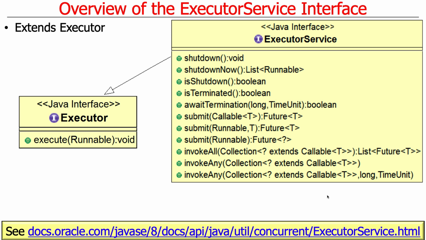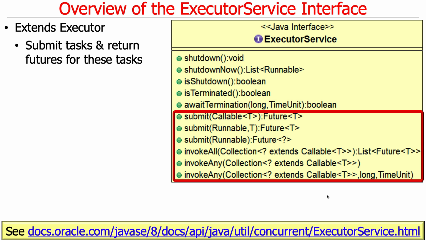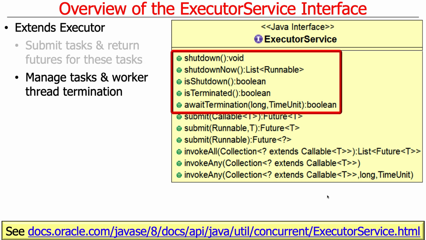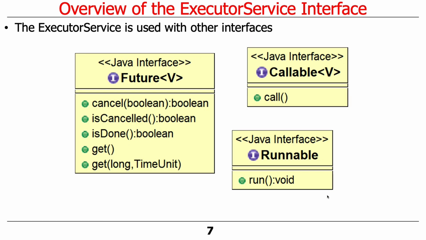Obviously, we also get the execute method, but we also get other methods like submit, invokeAll, invokeAny, and all this termination stuff. Some of the methods are used to submit tasks, and unlike execute on the executor, which was a one-way call, the executor service can also be used for two-way calls, where you're expecting a return value to come back. The second set of methods are there to manage the life cycle of tasks and worker threads inside the executor service. So these are for terminating and managing the life cycle of the executor service.